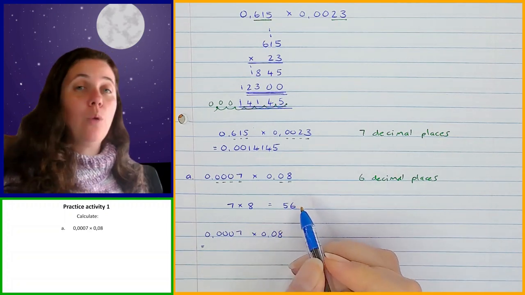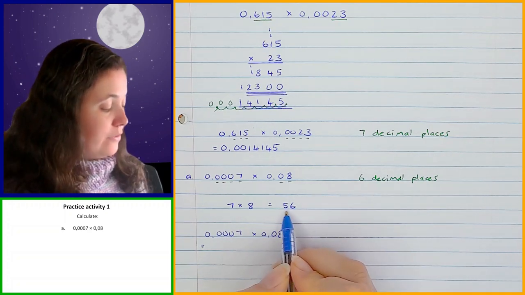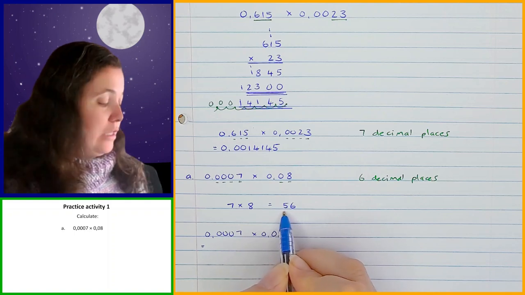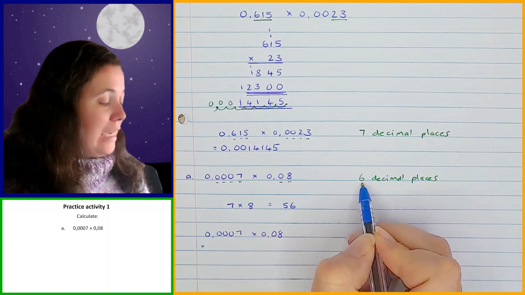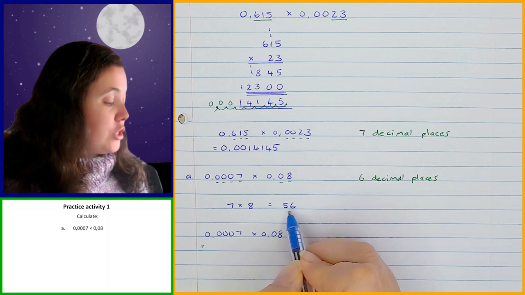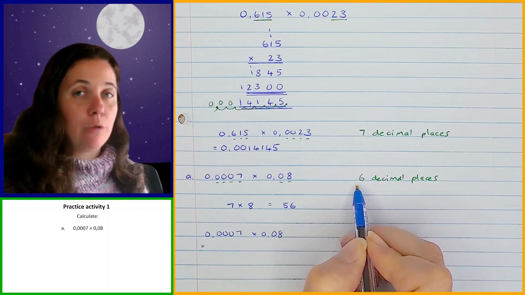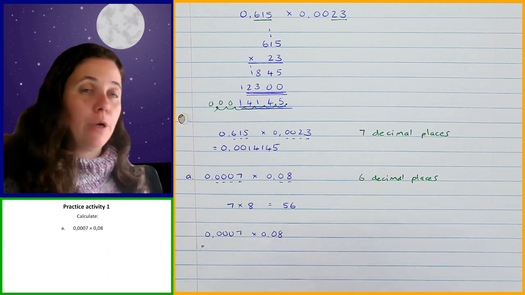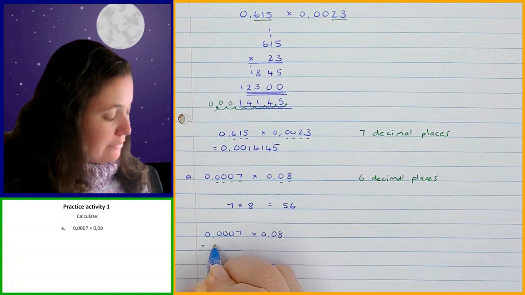So another way of doing this is to look at the number of digits in the product you worked out over there. So this is 2, and here I need to have 6 decimal places. So the difference between this and this is how many zeros I'm going to have between the comma and the 56. So I'm going to have 0 comma.